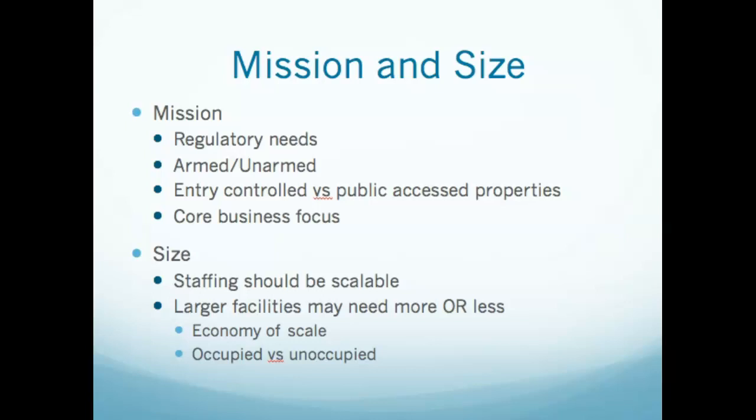But in a larger facility, you could have economies of scale. So if I have one entry to my facility, and my facility is 10,000 square feet, I need one entry person in the lobby, the receptionist. If that becomes 50,000 square feet or 200,000 or 1,000,000 square feet, I may still only need one reception person in the lobby. There's an economy of scale there.